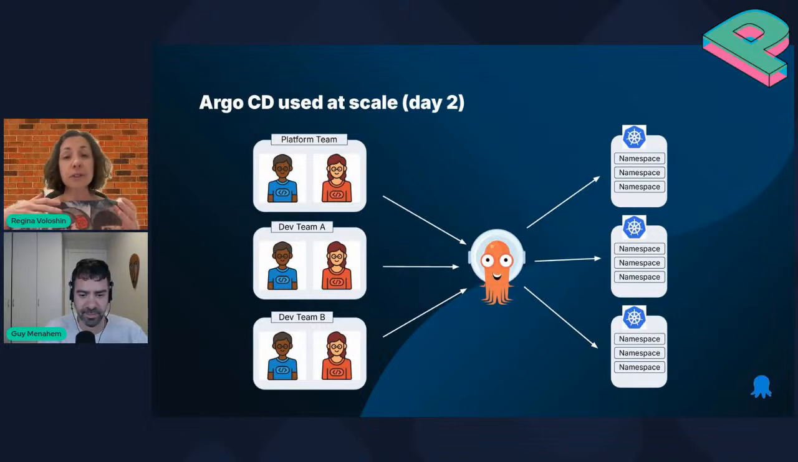And then as ArgoCD is starting to be used at scale at day 2, we have multiple teams, platform teams and developer teams, that are accessing the same ArgoCD instance, and then the applications in that ArgoCD instance are accessing multiple clusters and are deploying resources into multiple namespaces. And so the single tenant environment from day 1 now becomes a multi-tenant environment, both on the left side and on the right side.